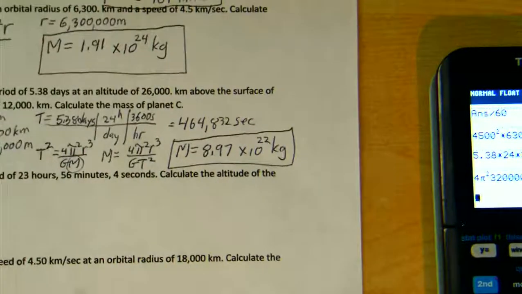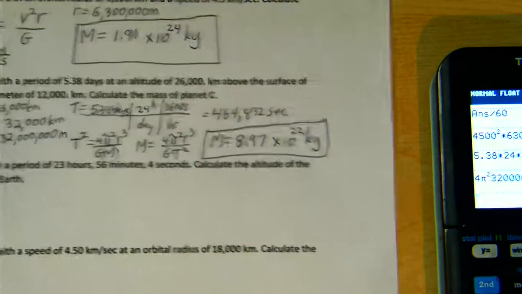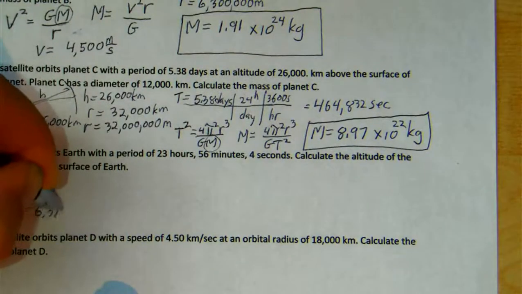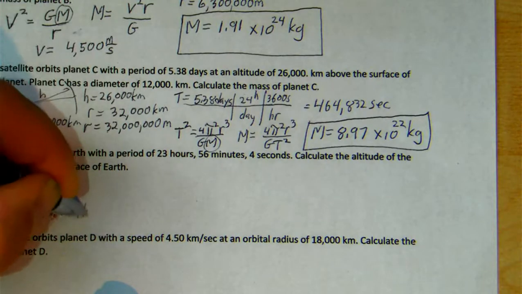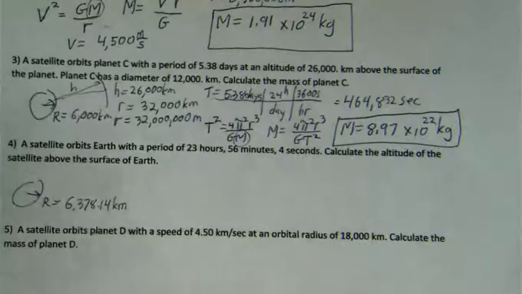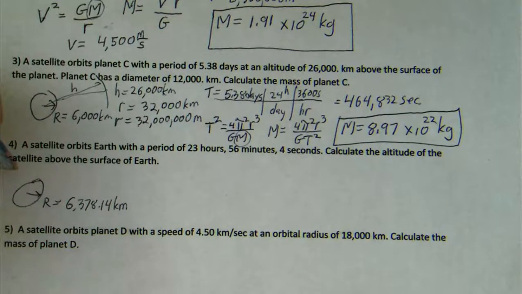Number 4. A satellite orbits Earth with a period of 23 hours, 56 minutes, 4 seconds. Calculate the altitude of the satellite above the Earth. So for the Earth radius, it's something you should look up or maybe even memorize by now. I use a value of 6,378.14 kilometers because that's the central body average value of the Earth radius used in the satellite software program called STK.